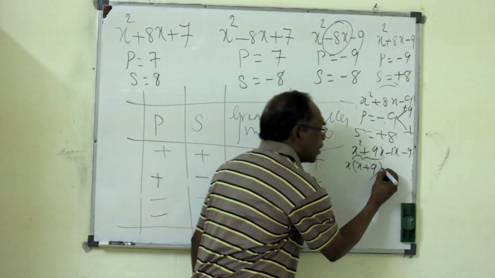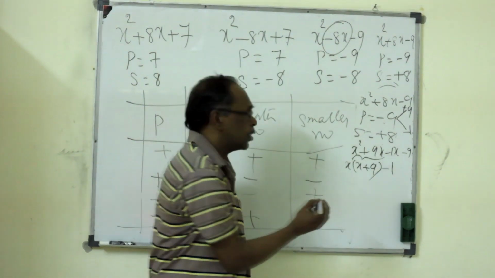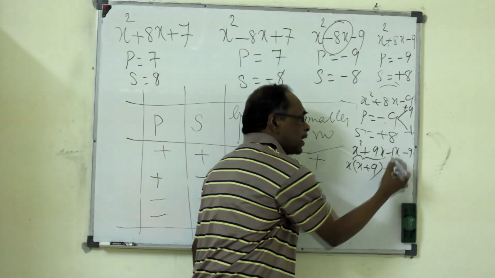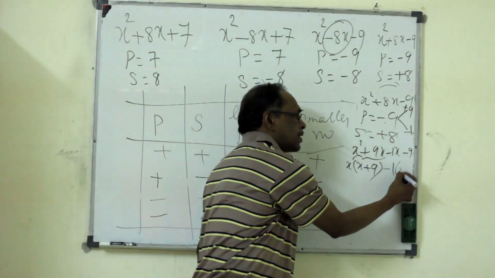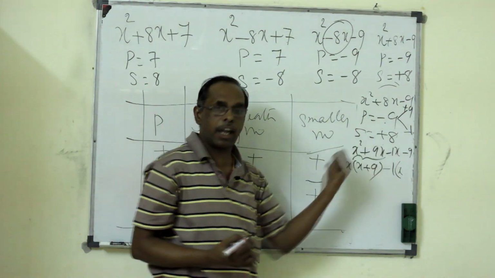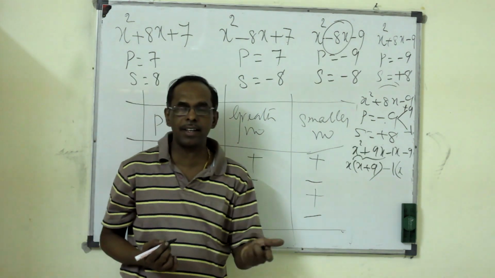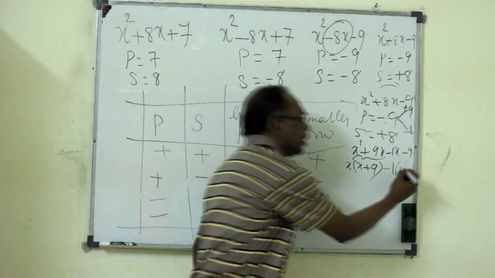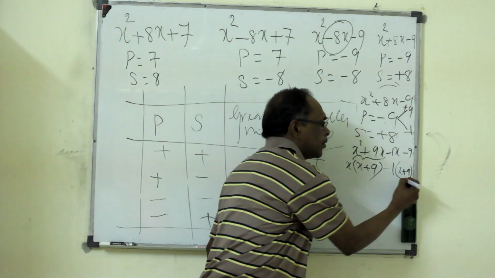So here what is common? Minus 1 is also common. So when you take it out, what is left now? Minus, we already took it out. So what is left? X is left. This minus also came out, so minus can be split into minus into plus. So what is left now? Plus will be left, plus 9.